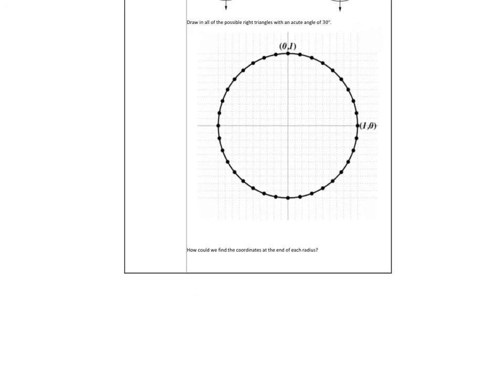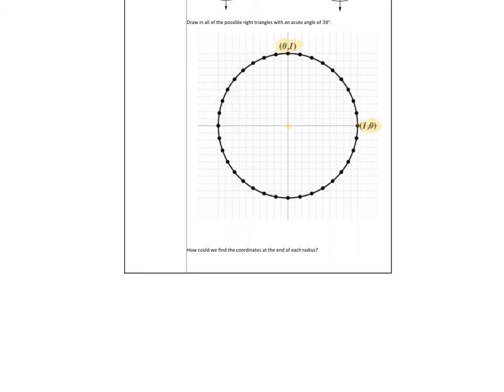Okay, so we're going to look at this a little bit more. Down below, we have a unit circle, meaning that the radius has a length of 1, and you can see that denoted here on the sides where it has the point 1, 0 and this point 0, 1. So that's telling you that your radius from the origin out to any point is a length of 1. We're going to start by drawing in all of the possible right triangles with one acute angle of 30 degrees. And this is better if you have a ruler, but I'm going to do my best.